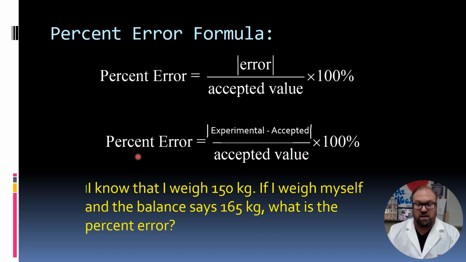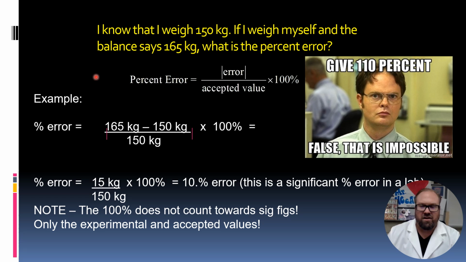So once again, percent error equals the absolute value of your experimental minus your accepted value, all divided by your accepted value times 100. And that is to convert it to a percent. Okay, so let's use this in a couple examples. Let's go ahead and calculate from our last example and put this into practice. Our problem says I know that I weigh 150 kilograms. If I weigh myself and the balance says 165 kilograms, what is the percent error of the balance?